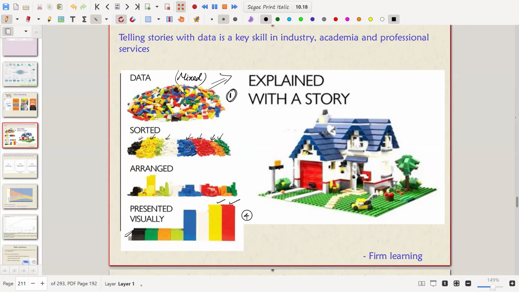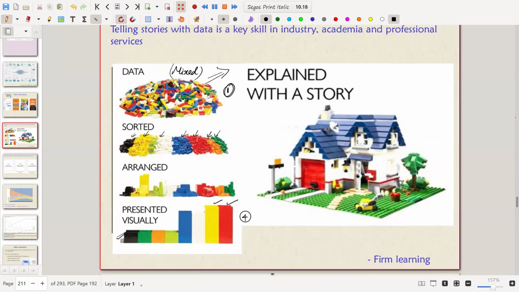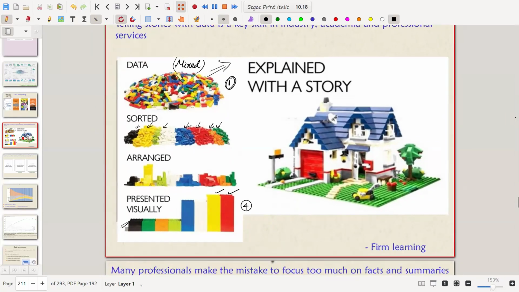Any issues? So this is the idea. This is just to show you how only plots don't help you. You have to storytell your data, right?